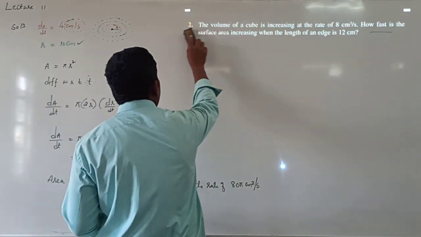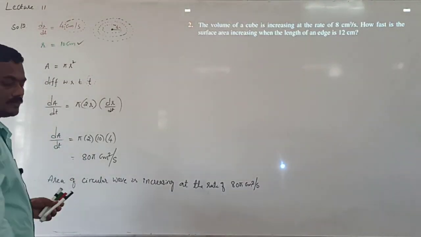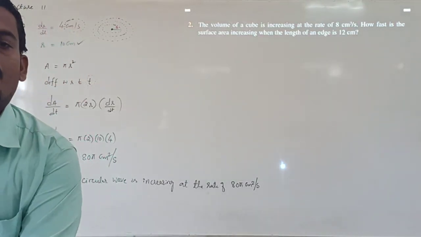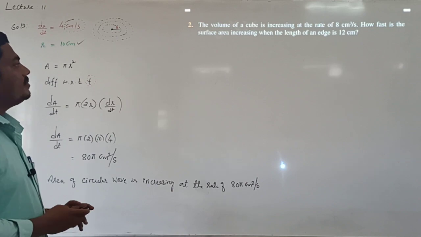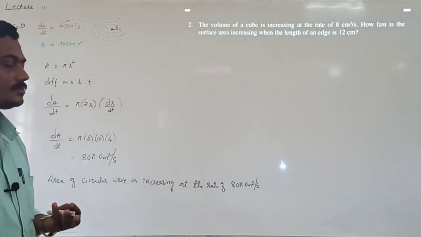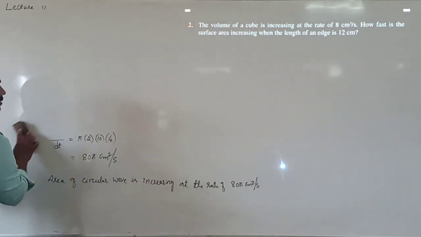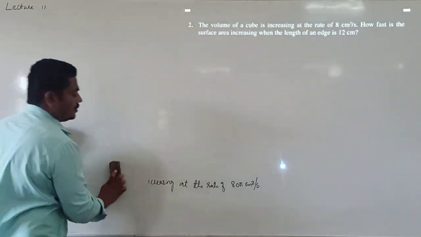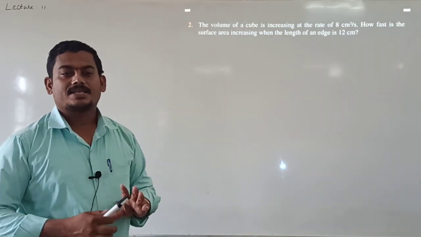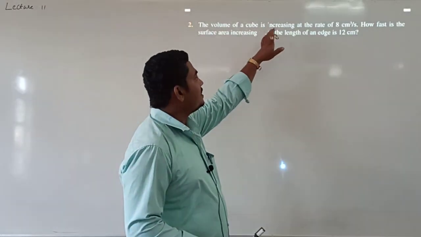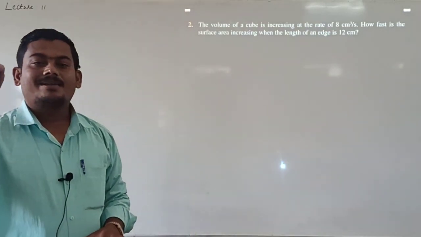In exercise 6.1, in that second problem, the volume of a cube is increasing, right? The second question in your exercise: the volume of a cube is increasing at the rate of 8 cubic centimeter per second.